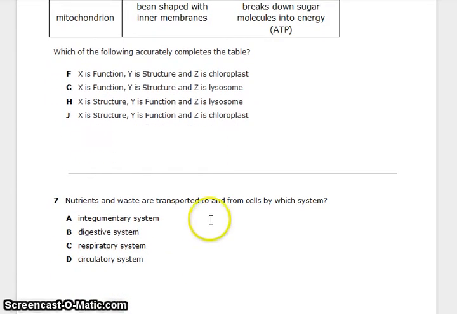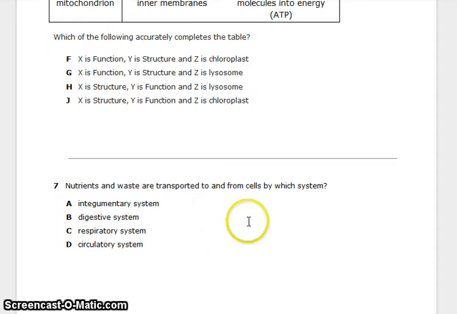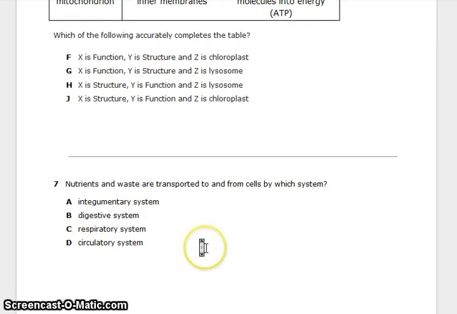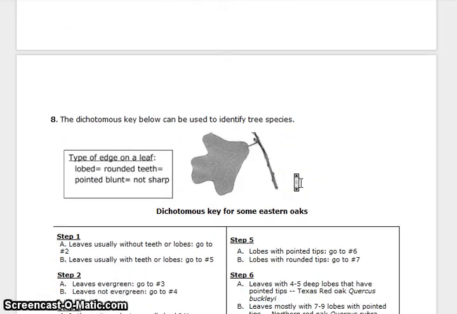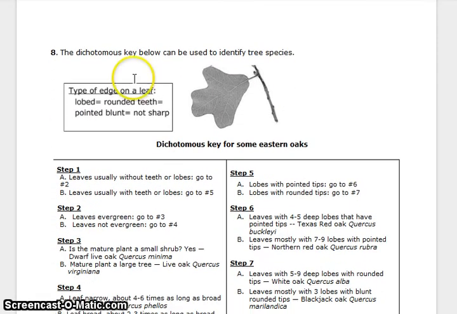7. Nutrients and waste are transported to and from cells by which system? A. Integumentary system. B. Digestive system. C. Respiratory system. Or D. Circulatory system. 8. The dichotomous key below can be used to identify tree species.